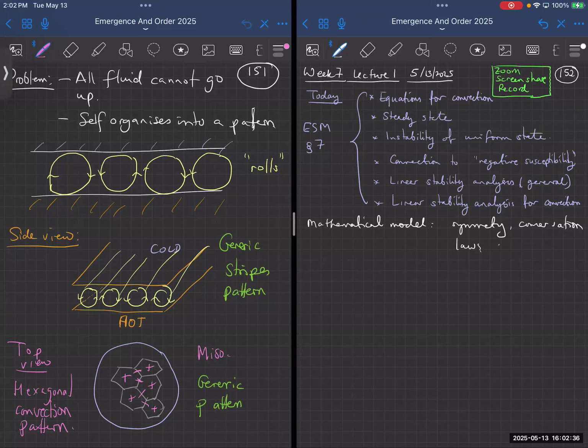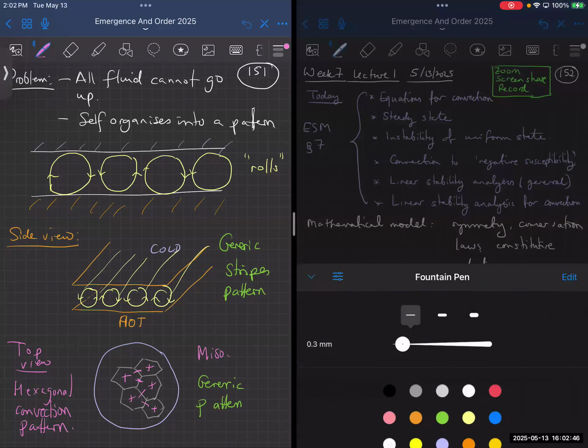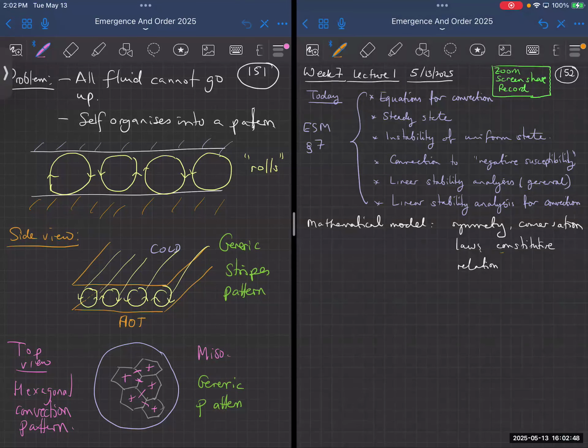And another thing which I'm going to call constitutive relations. What is a constitutive relation? A constitutive relation is something that is specific to the particular material, so this is something specific to the material.